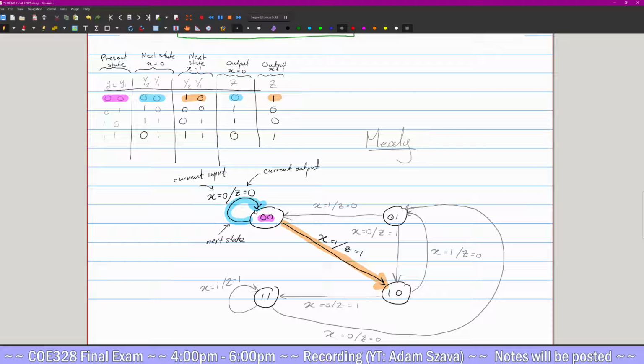So the arrow represents the next state. The label on the arrow represents the current input, current output. And then the orange is the same thing. I'm in state 0. My next state, if X is 1, is 1, 0. So it goes there, and my current output is 1 like that. So it's really just translating the table into something visual.